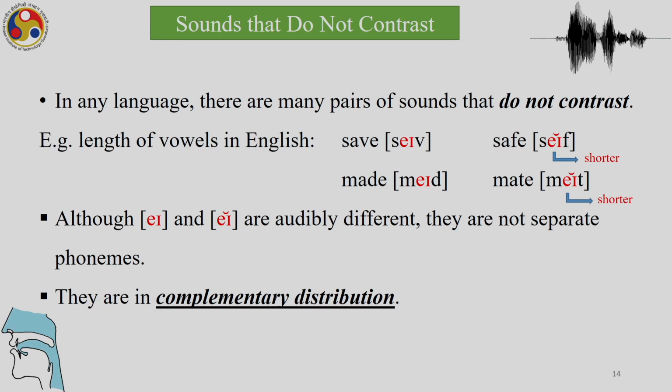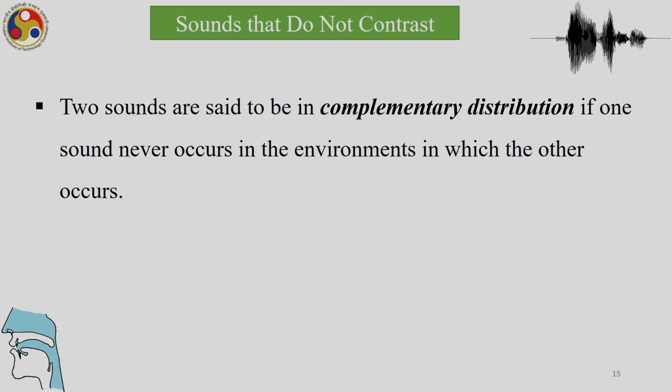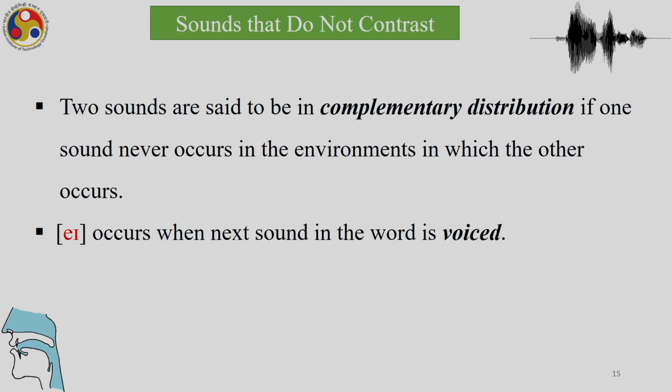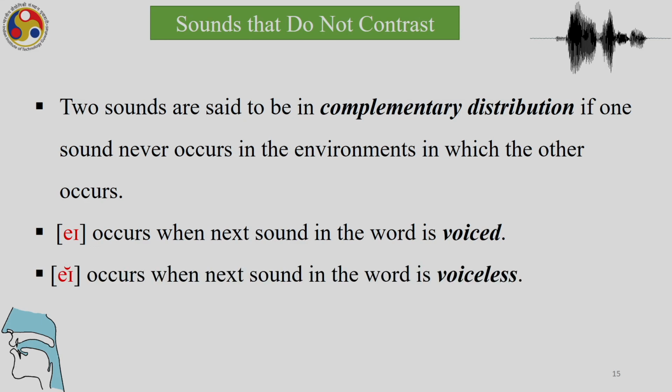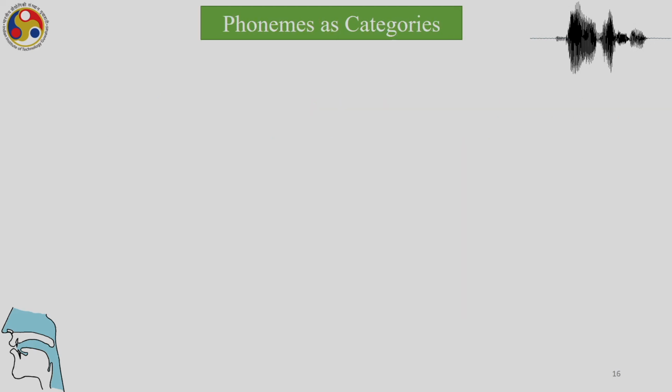They are in complementary distribution. We saw contrastive distribution before this, and now we are seeing complementary distribution, and these are very important concepts in what is known as phonemic analysis. Two sounds are said to be in complementary distribution if one sound never occurs in the environments in which the other occurs. So the longer A occurs when the next sound in the word is voiced, and the shorter one occurs when the next sound in the word is voiceless.